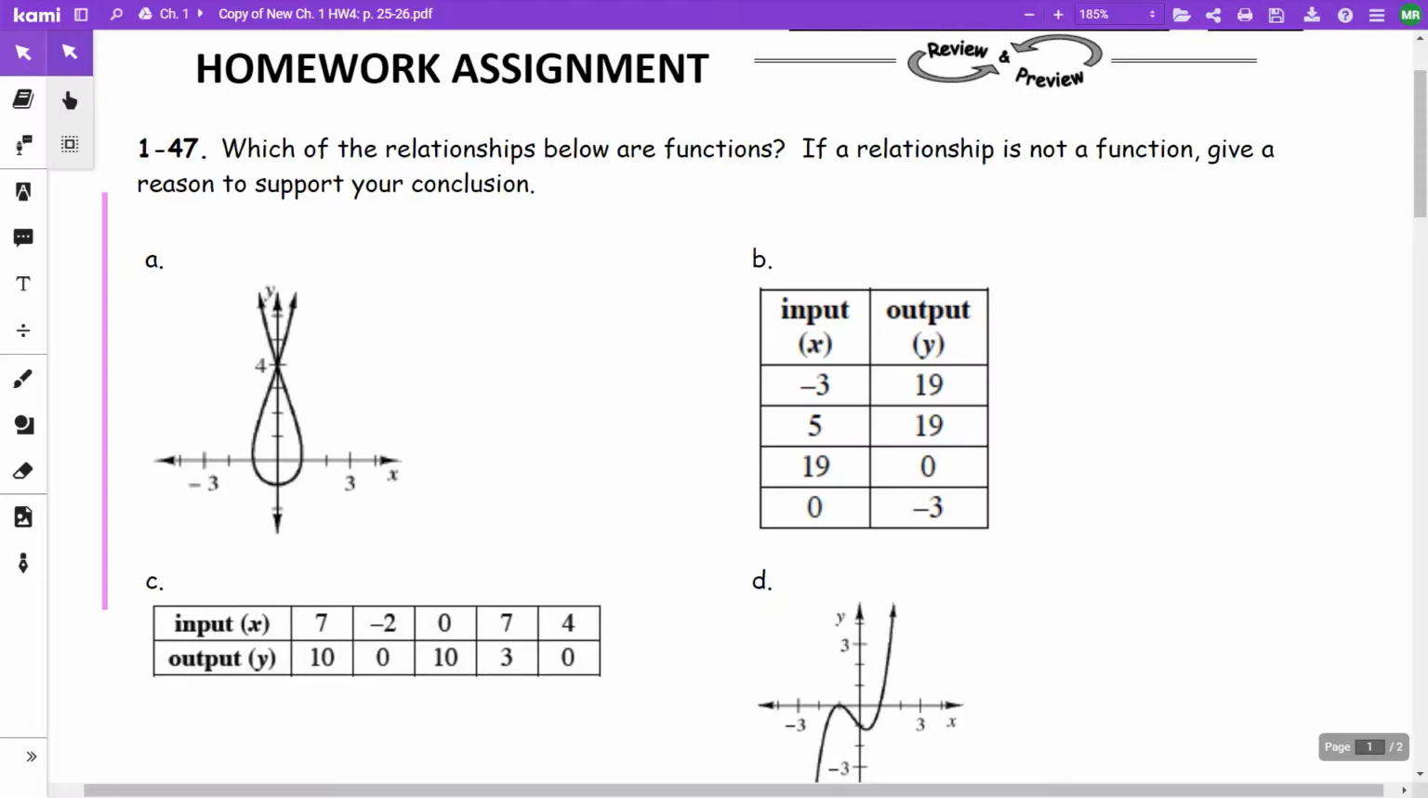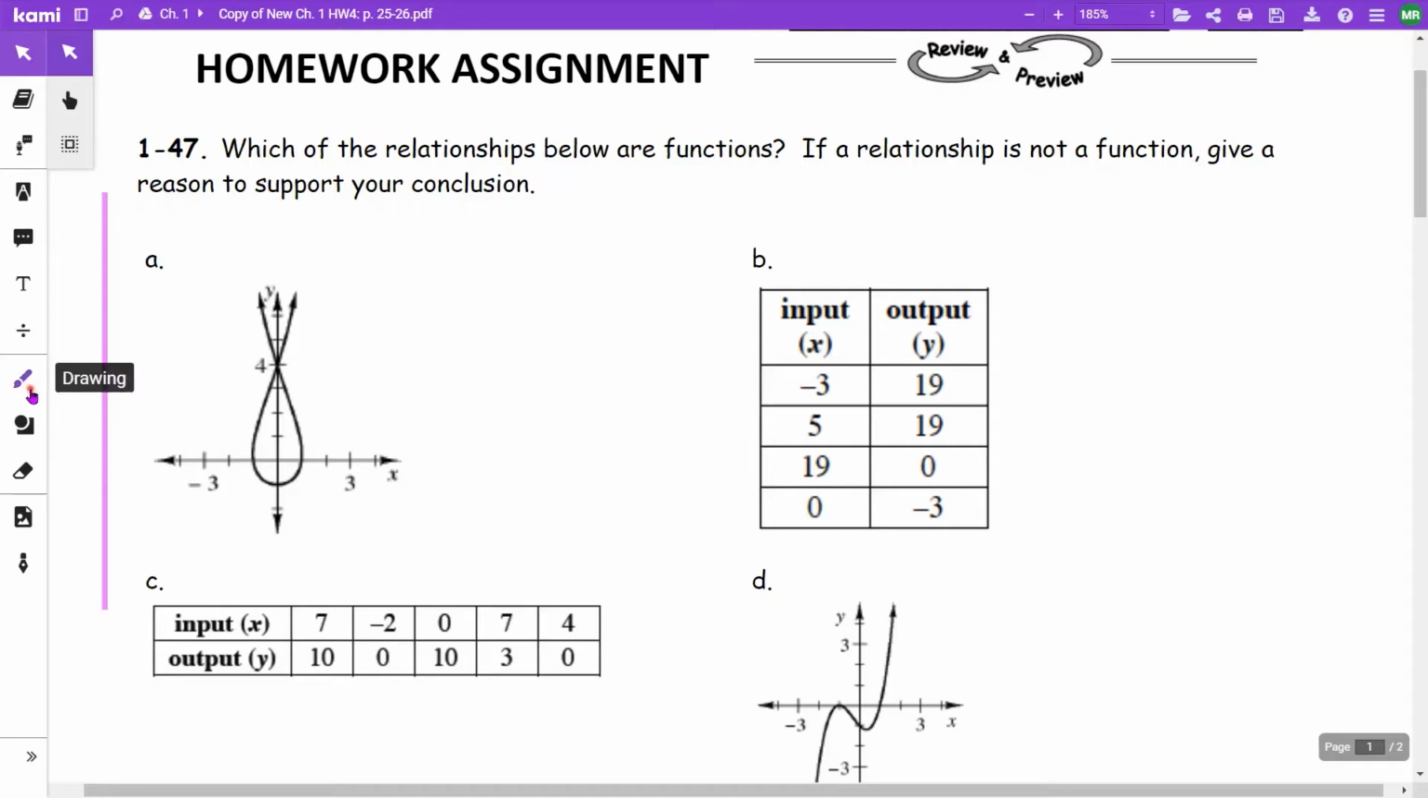So this video is on 1-47 to 1-50. Again, I want you to try these problems without the video first and then come to the video for help. On this first problem, it says, which of the relationships below are functions? If a relationship is not a function, give a reason to support your conclusion.